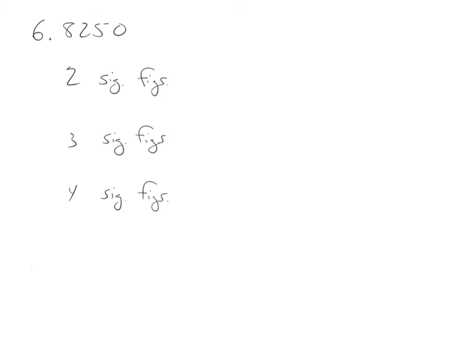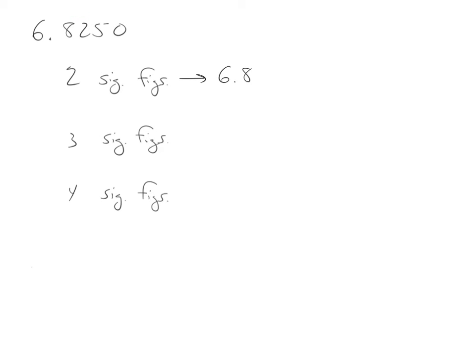Final set of examples, the number is 6.8250. First, I want to round with 2 significant figures. So again, leftmost non-zero digit. I need 2 significant figures. Everything after that 8 then controls how it rounds. So that's a 2. That rounds the 8 down or leaves it the same. So my number is 6.8.